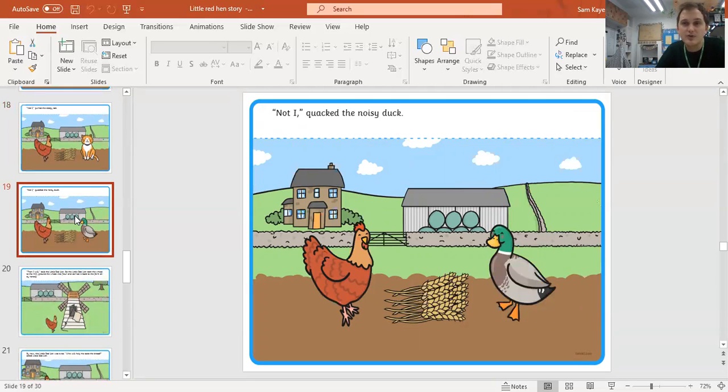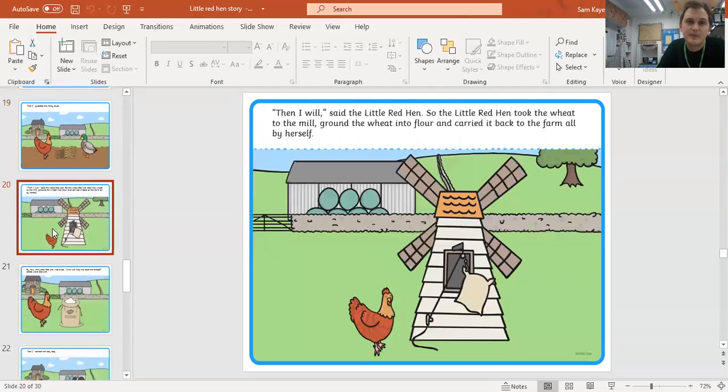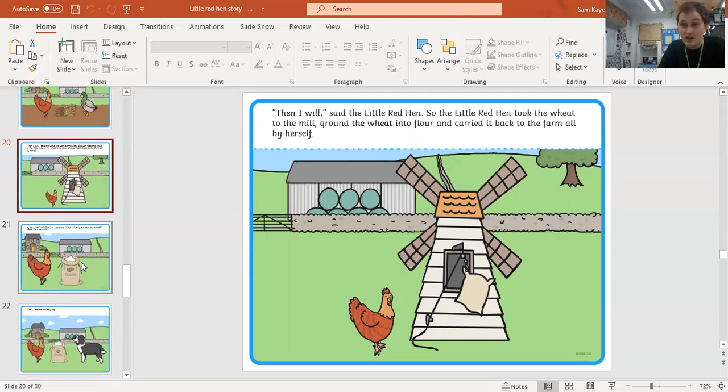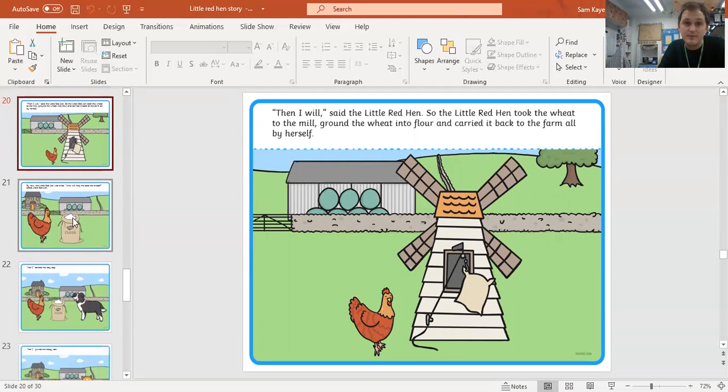"Not I," quacked the noisy duck. Quack, quack. "Then I will," said the little red hen. So the little red hen took the wheat to the mill, ground the wheat into flour, and carried it back to the farm all by herself.